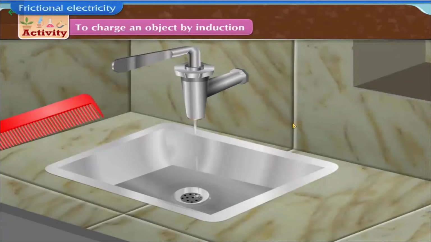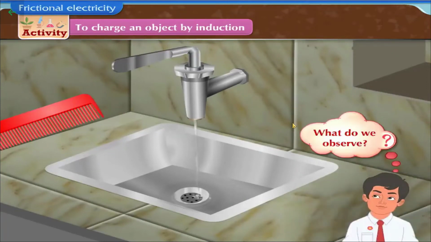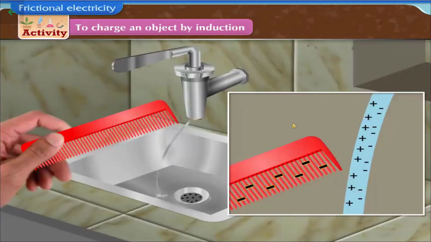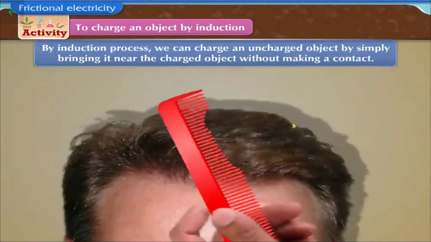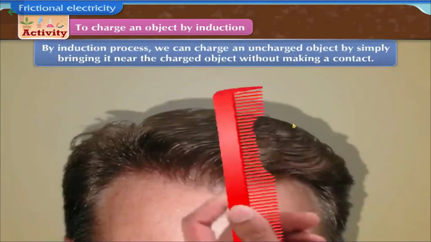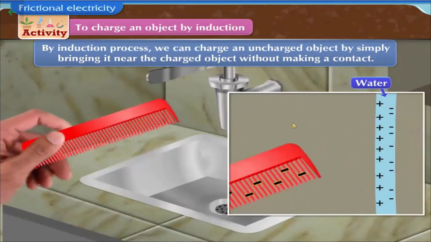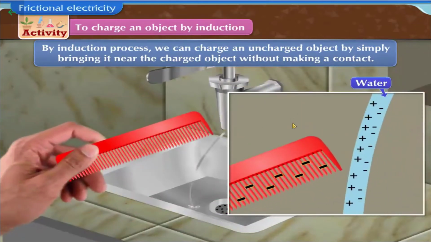Now let us draw the comb away from the trickle. What do we observe? We observe that when the comb is taken away, the negative particles in the flowing water come back to their original position, and positive as well as negative charges become equal in number. As a result, the water becomes uncharged again and stops getting attracted to the comb. Thus, from this activity, we can say that by the induction process, we can charge an uncharged object by simply bringing it near the charged object without making contact.